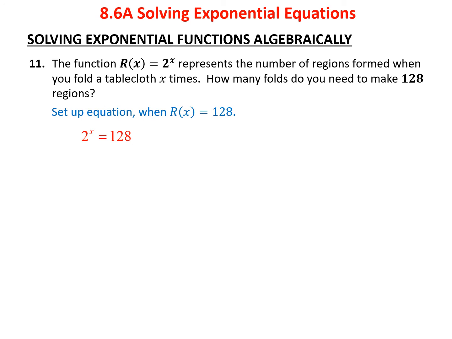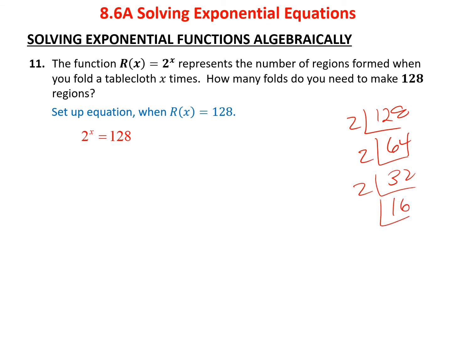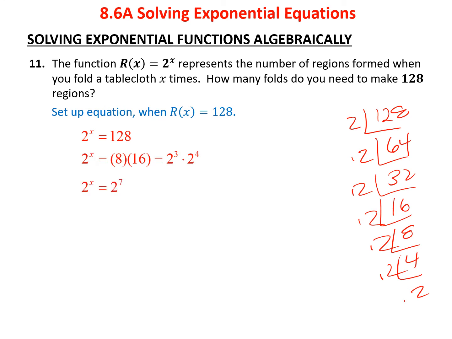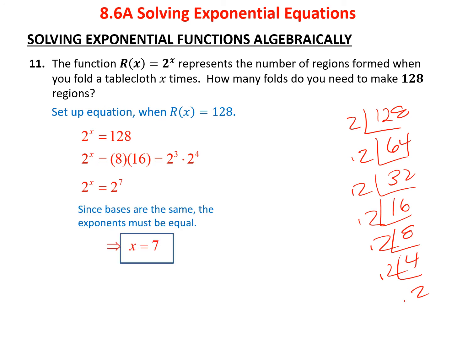Again, we need to find out how many factors of 2. I go back to my trusty upside down division. That's 64. That's 32. 2 into 32 is 16. 2 into 16 is 8. 2 into 8 is 4. 2 into 4 is 2. 1, 2, 3, 4, 5, 6, 7. Key thing here is we recognize that it's 2 to the 7th. So the bases are the same, so the exponents must be the same, and that means 7 folds will end up with 128 regions.